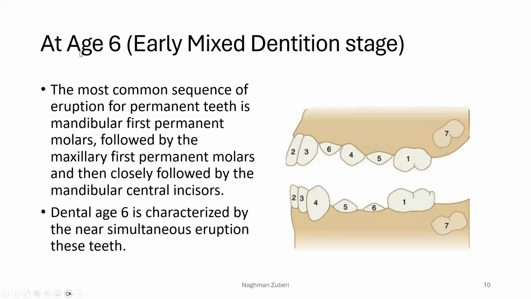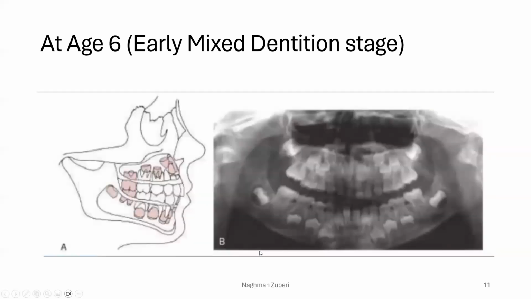At age 6, which we call the early mixed dentition, the most common sequence of eruption for permanent teeth is: mandibular first permanent molars erupt first, then they are followed by the maxillary permanent molars, and then closely followed by the mandibular central incisors. Dental age 6 is characterized by the near simultaneous eruption of these three permanent teeth.